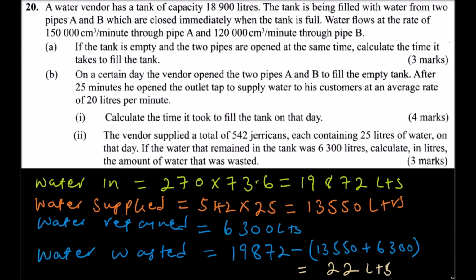So that is how you work out that question. You get 3 marks: one mark for getting the total, then you have the amount of water supplied, and then you have the answer here. So those are 3 marks.